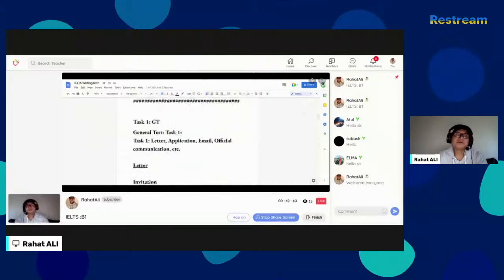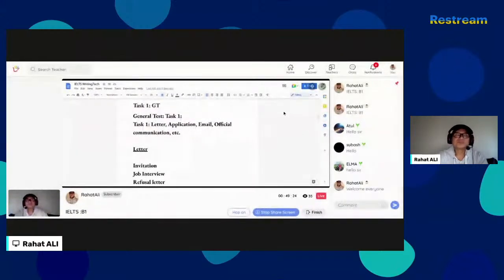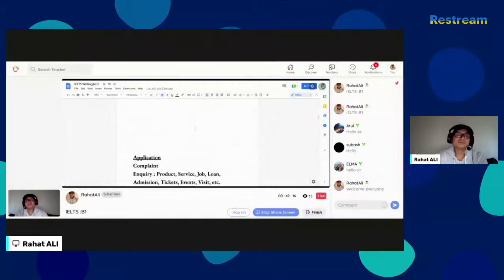Okay, if you remember, the general test task 1 is mostly letters or applications depending on the topic or content, and we're going to give the practical demonstration today so that you know how to write it.